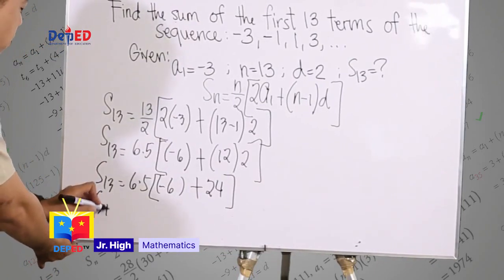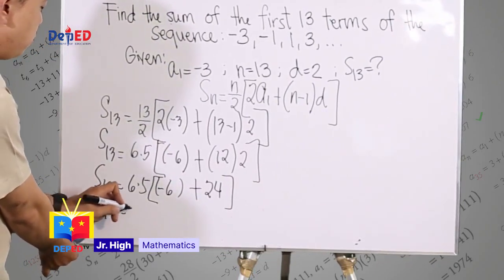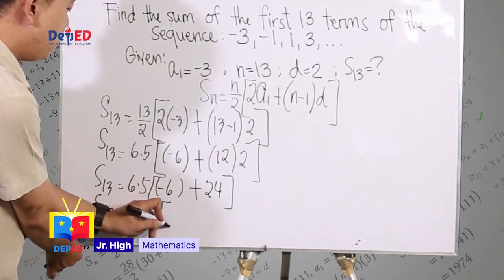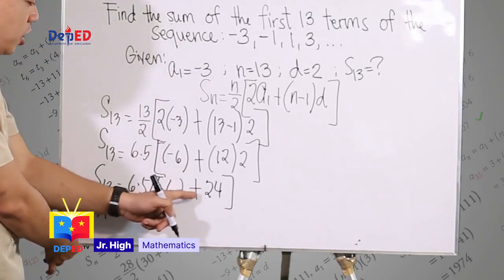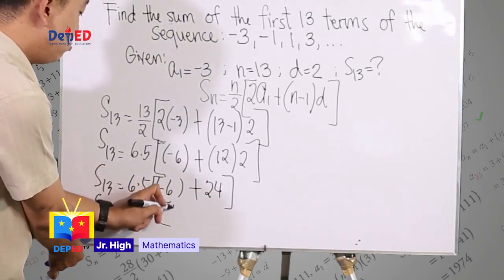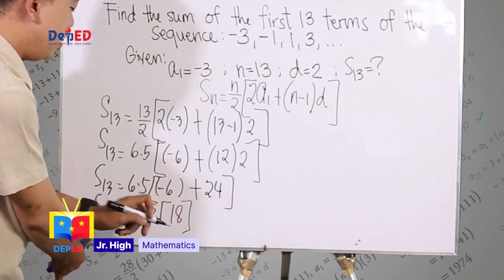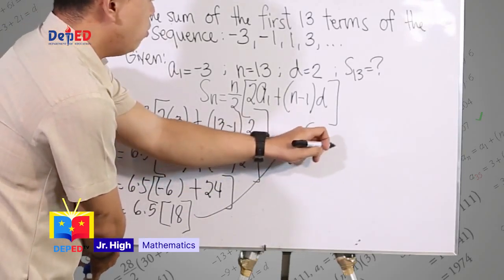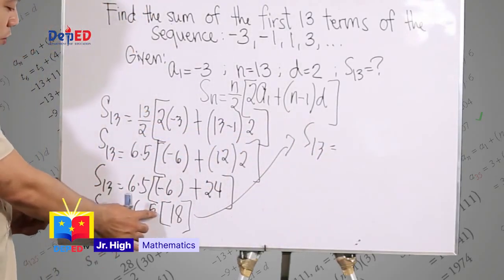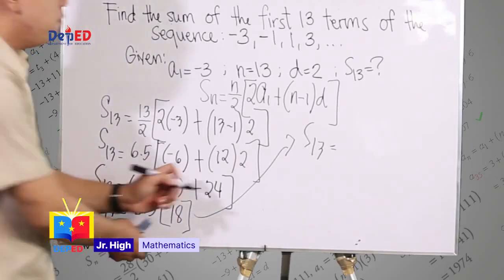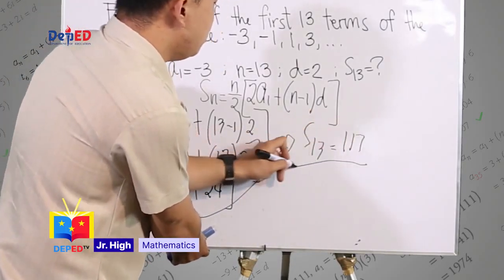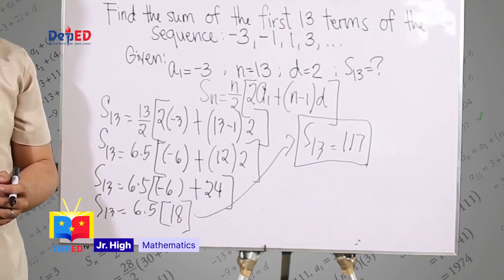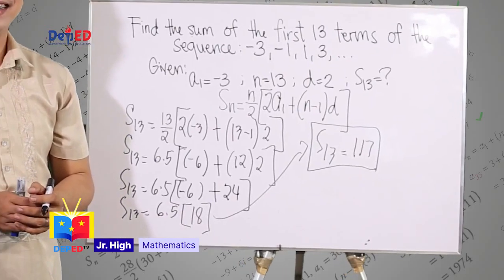Next, we have S sub 13 is equal to 6.5 times the sum of -6 and 24, which will give us 18. Then our S sub 13 will be equal to the product of 6.5 and 18. We will have 117. So the sum of the 13 terms of this sequence is equal to 117.